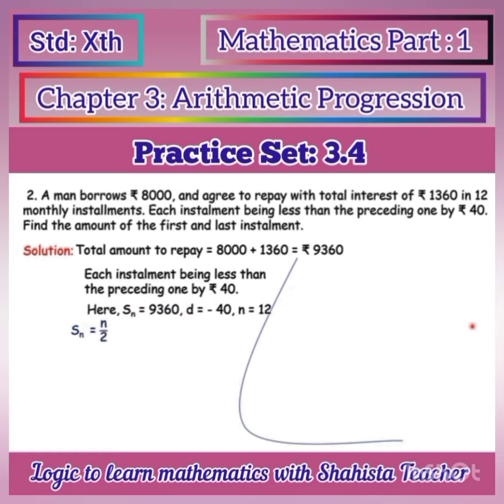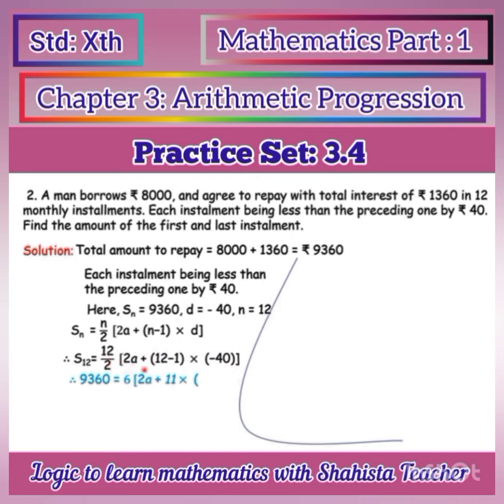So Sn is equal to n by 2, make a bracket 2a plus make another bracket n minus 1, close the bracket, into D, close the final bracket. Okay, we have to apply this formula and put in the given values. So S12 is equal to n is 12 by 2, because n is 12. So 12 by 2, make a bracket 2a plus make a bracket n is 12 minus 1, close the bracket, into D is -40, because preceding is what is there now, so -40, then close the final bracket. So S is how much?